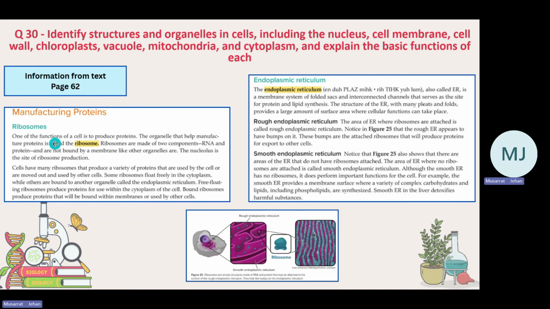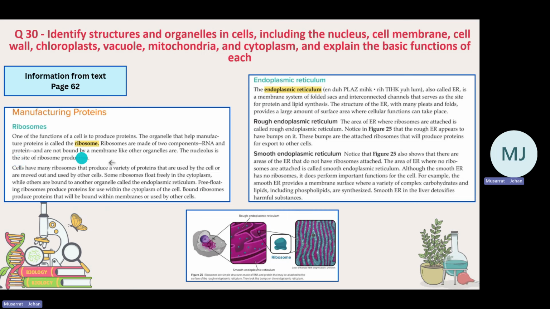What are ribosomes? Ribosomes are organelles which produce proteins. They help manufacture proteins, which is why these organelles are called the protein factory. Ribosomes are made up of two components, RNA and protein.